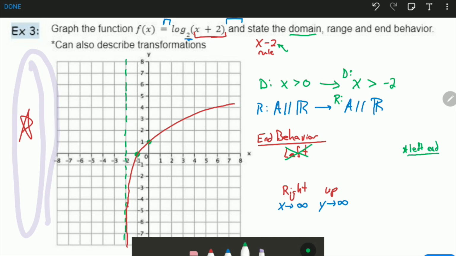So you may see it described like this. Well, we don't go to negative infinity, but x does approach negative 2. And as x approaches negative 2, y is approaching negative infinity. This is more what you would talk about in calculus as far as limits, and not necessarily left end behavior, more of a description of what's happening on the left end of this function's domain.